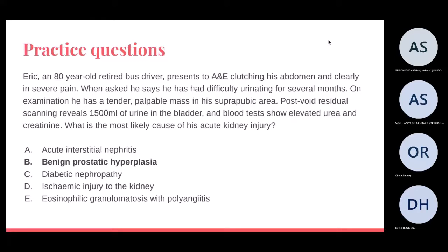I once did a bladder scan on a patient who had 3 litres of urine in his bladder. He was writhing in agony. It's really, really painful to have more than 500 millilitres of water in your bladder. It's horrible. So yeah. That is why none of these other answers fit, because none of these other answers are post-renal causes of an acute kidney injury. So in this case, benign prostatic hyperplasia has it.